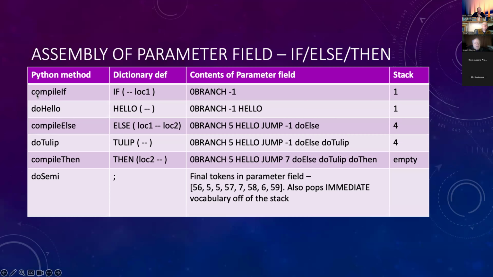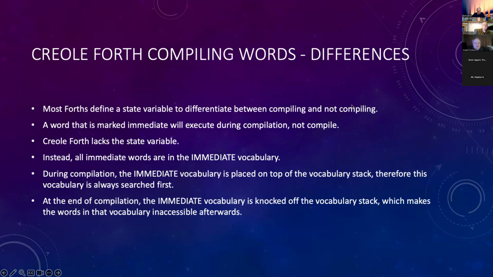So when I have compile if, this is the code that's put into the parameter field, zero branch and -1. It's actually the token that corresponds to zero branch, not zero branch itself, but I think you get the idea. Do hello. So that's just compiled into the next entry into the parameter field. Oops, I'm sorry.